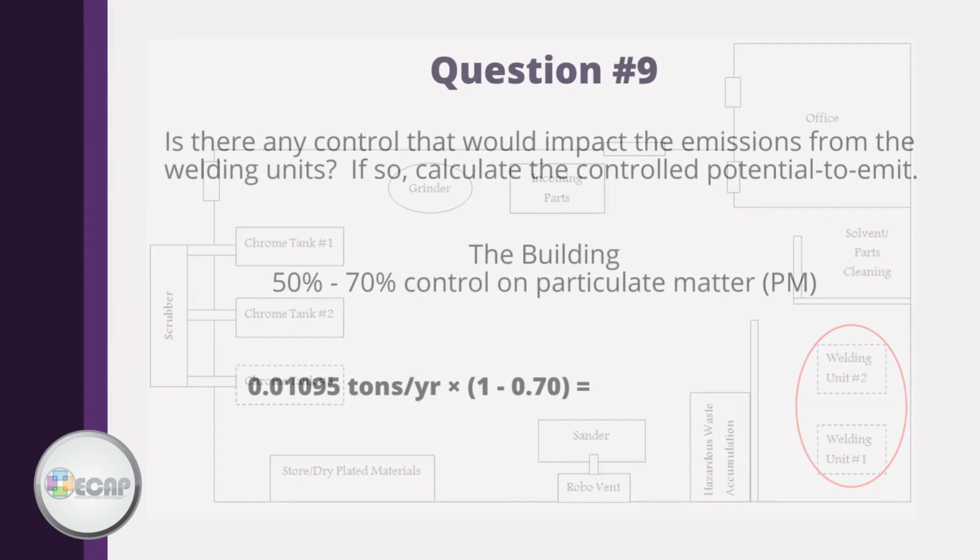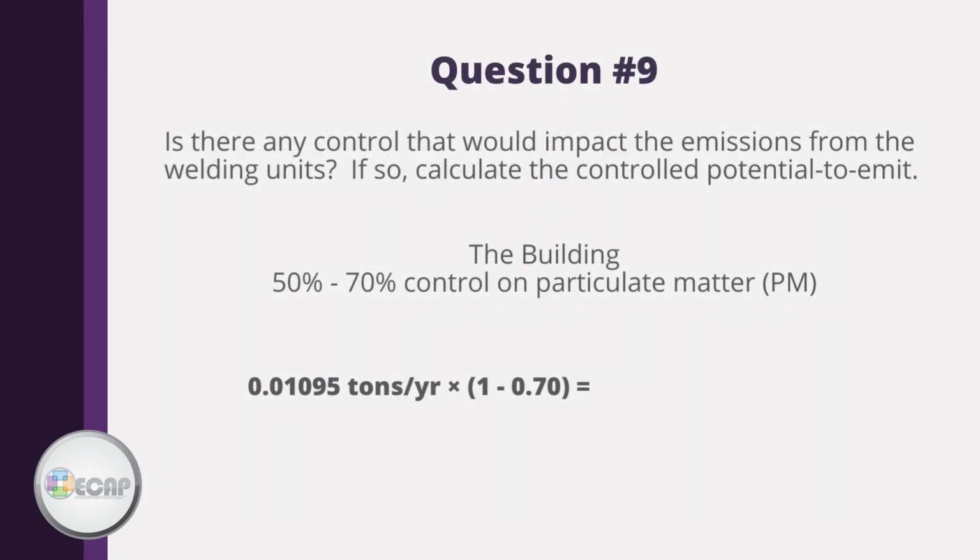Now, we will take our 0.01095 tons per year and multiply by the amount of emissions not being controlled, so in this case, 30%, or 0.30. This gives us a control PTE of 0.003285. The Division of Air Quality will require both controlled and uncontrolled numbers to be reported, unless the control is integral to the operation of the equipment.